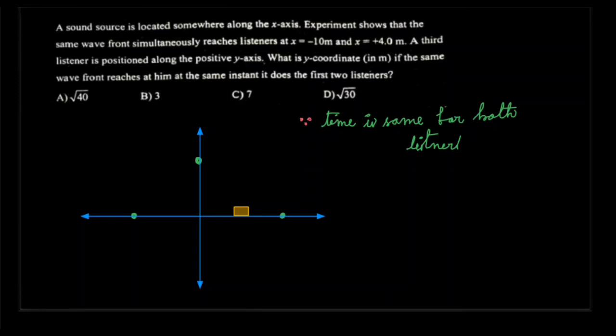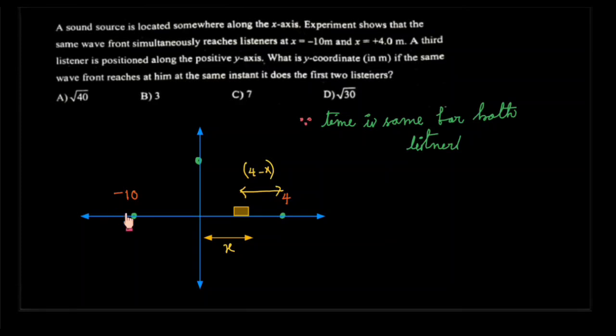So one listener is here at a distance of, let's say, 10. So this person is at -10 and this person is at 4, and somewhere the detector is here, right? Let's say this detector is at a distance of x. Clear? The detector is at a distance of x. Therefore for here the distance will be total 4 and here it is x, so this can be written as 4 minus x.